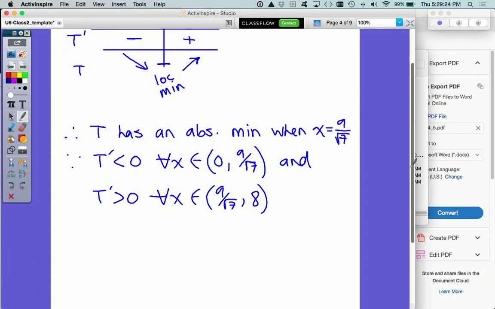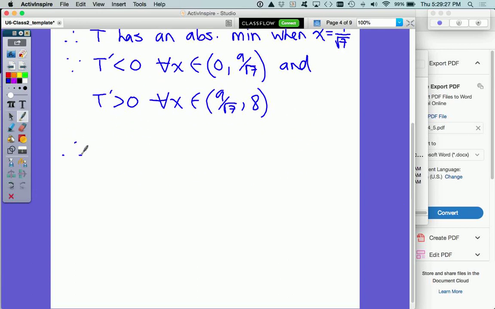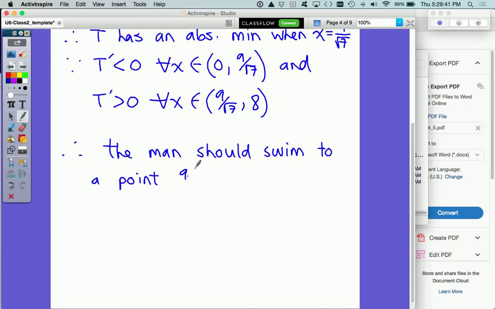So, in conclusion, the man should swim to a point 9 over radical 7 kilometers downstream from point C. And that will get him there the fastest.